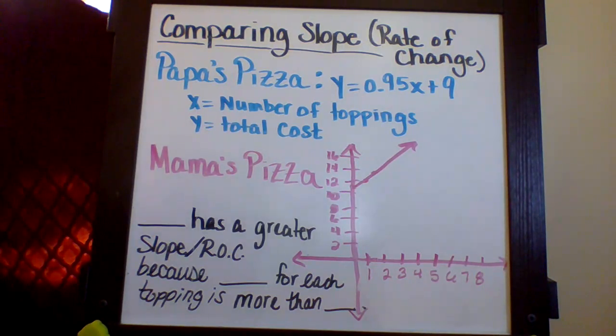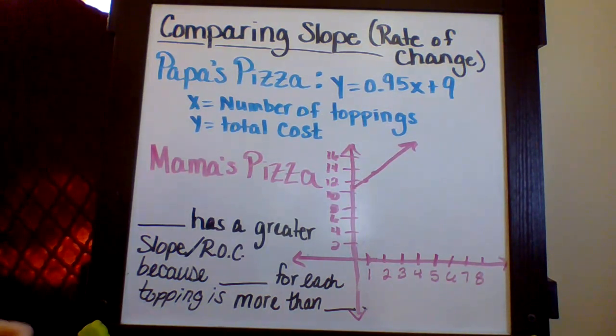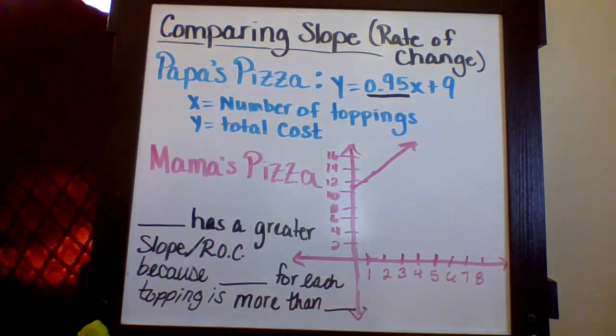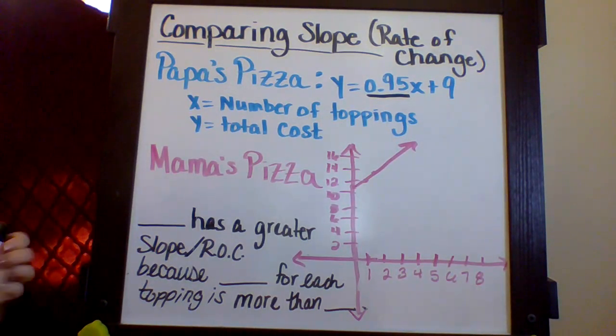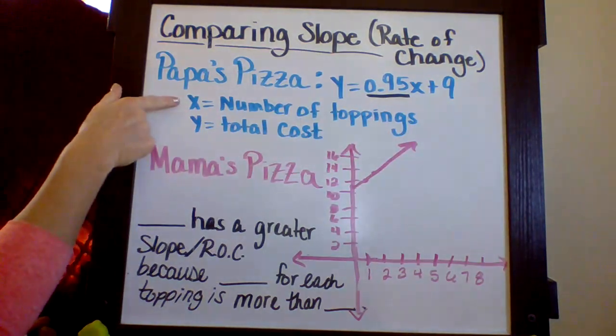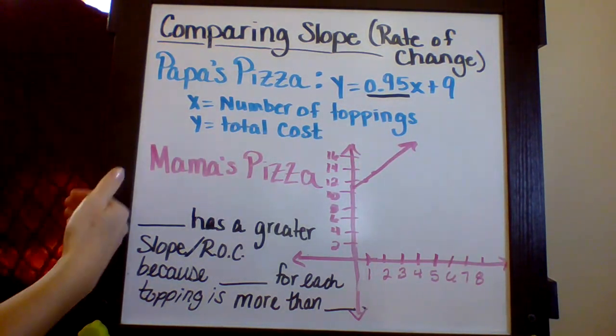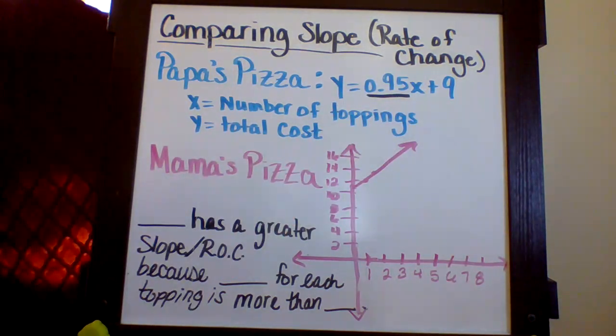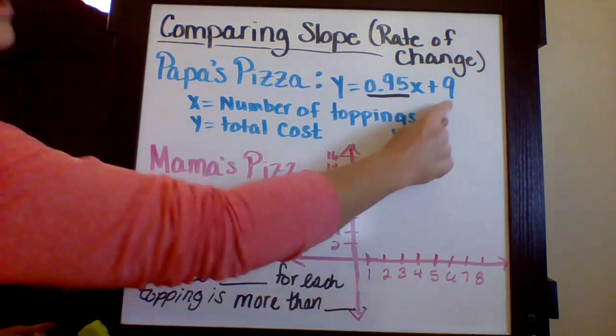So if we think back to what you previously learned, when you're looking at an equation, our slope is always the coefficient to x. So Papa's Pizza, my slope or my rate of change is this 0.95, that 95 cents. So what that tells me, I'm multiplying 95 cents by x, and x is the number of toppings. So that's the rate of change, because this total is going to change based on how many toppings you have. If you just order a pizza with maybe just cheese, no extra toppings, it's $9.